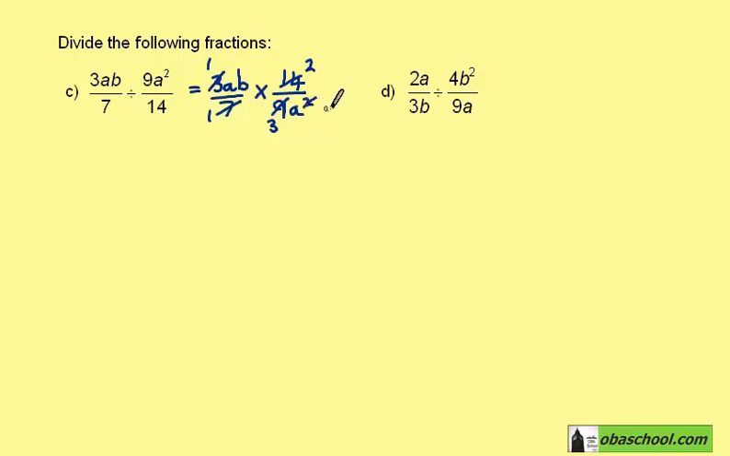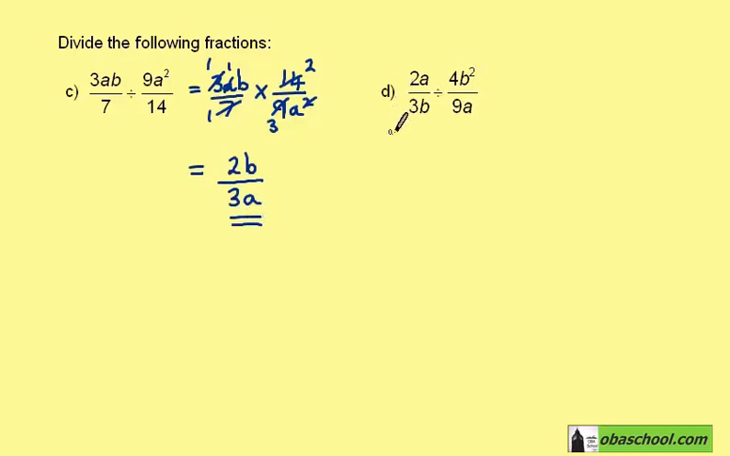A will cancel with a squared. We're left here with b times 2, which is 2b. On the bottom we have 1 times 3a, which is 3a.